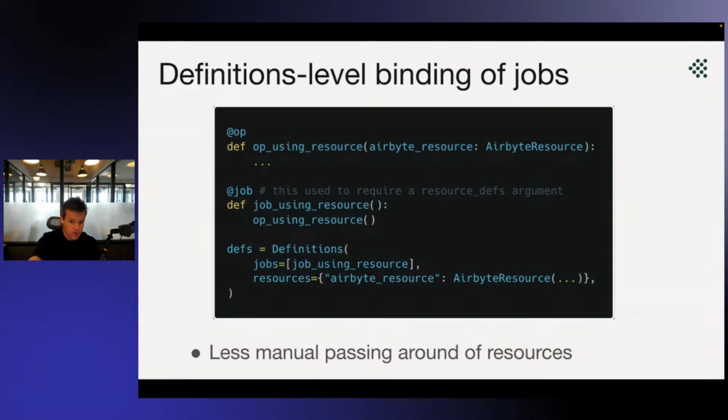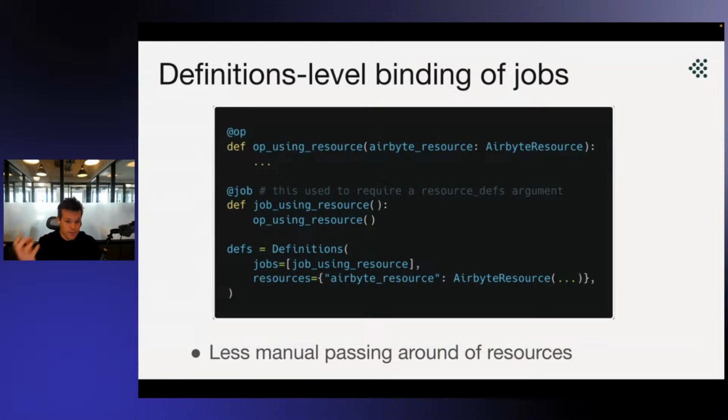So you notice in this code example that we no longer have to pass resource definitions to the job decorator. Instead, we can just pass it to definitions, and the system will figure out that, okay, I need to bind the resources to the job. Now, you can still override that in the resources def argument if you want, but we think this is way more ergonomic and results in far less manual passing around of resources.